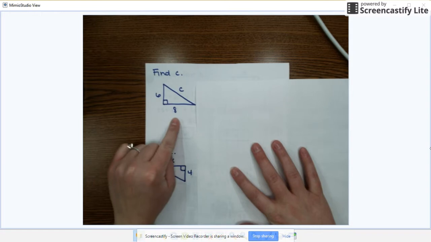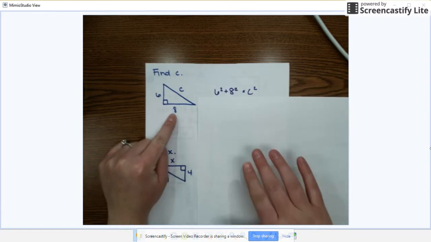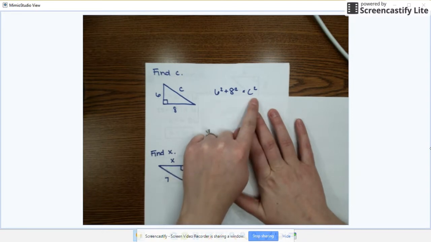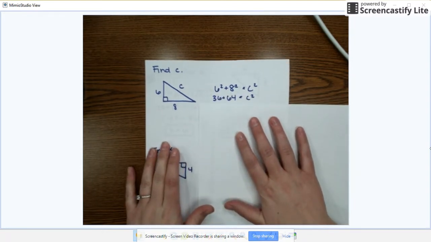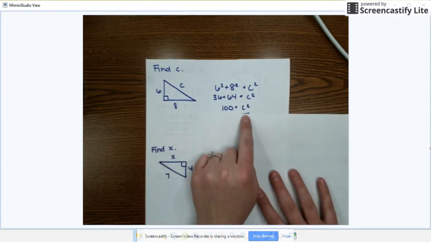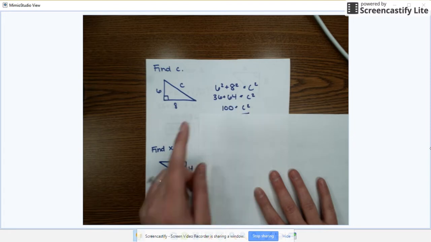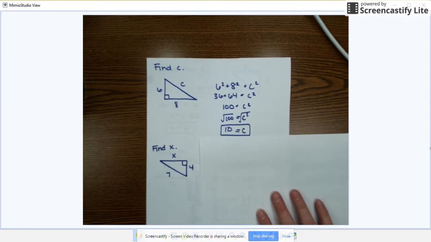Here's our triangle. We have A and we have B, so we need to plug those in. 6 squared plus 8 squared equals C squared. We need to actually square those, so 36 plus 64 equals C squared. Add those together, you get 100. We don't want C squared, though. Remember, to undo the squared term, you have to take the square root of both sides. So when we take the square root, we get C equals 10. So our hypotenuse is 10 units.